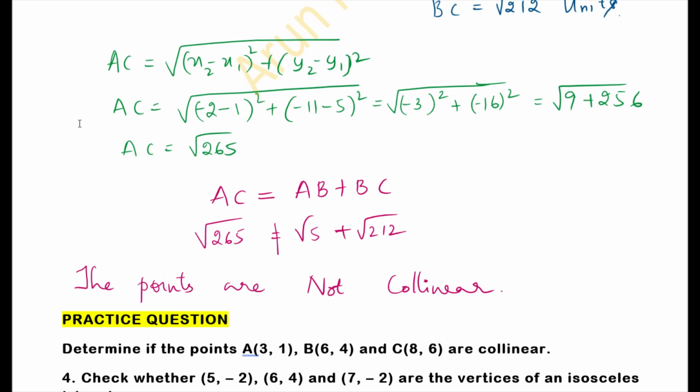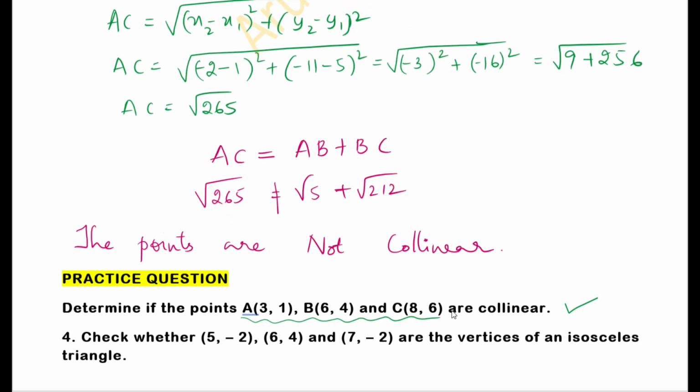A practice question for you: determine if the points A (3, 1), B (6, 4) and C (8, 6) are collinear. If we solve this problem, definitely you can understand the concept of collinear. If you find out the distance AB, BC and AC for this problem, AC is equal to AB plus BC. Do solve this problem.